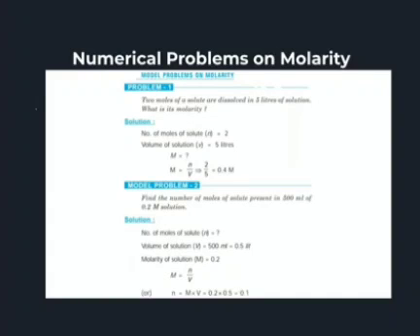Problem number 2. Find the number of moles of solute present in 500 ml of 0.2 molar solution. Here we have to find out number of moles of solute, that is small n. Given data, volume of the solution, capital V, is equal to 500 ml, that is nothing but 0.5 liters. Molarity of the solution, capital M, is equal to 0.2.